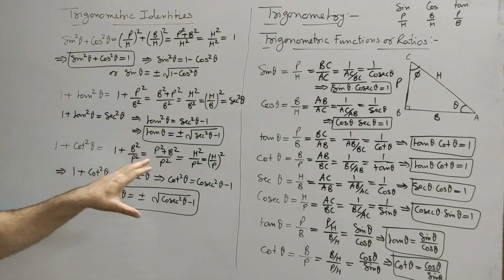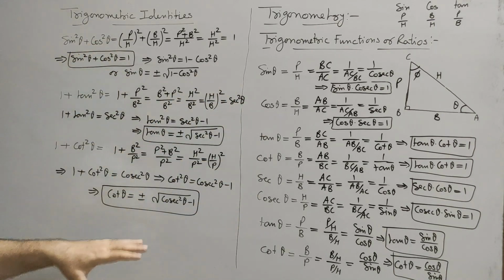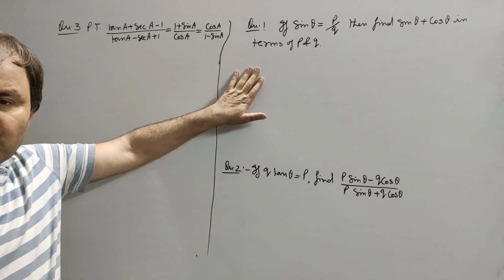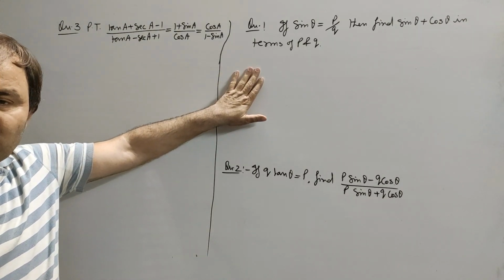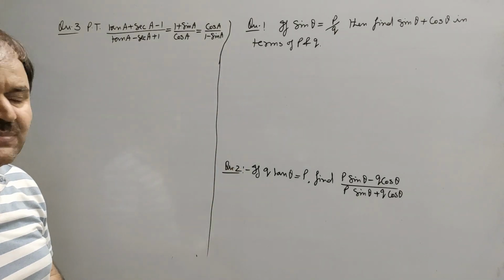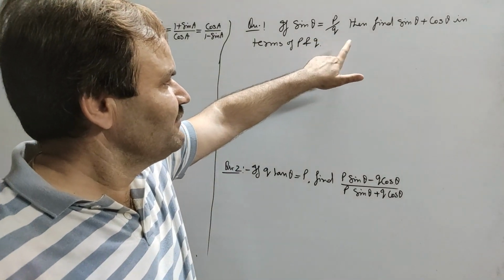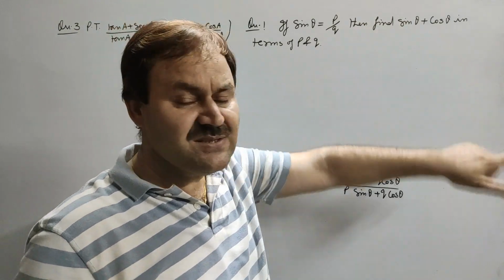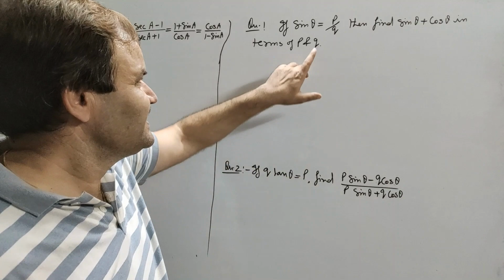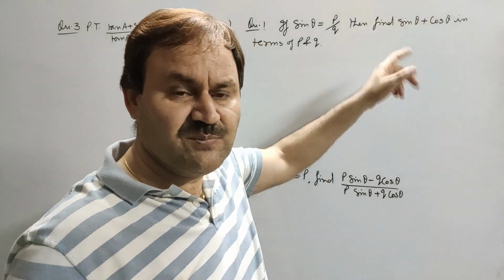Now we will solve a few questions to understand the use of trigonometric ratios and trigonometric identities. To understand their use in questions, we are taking a few examples. Say in the first example, sin theta is p by q, then we have to find sin theta plus cos theta in terms of p and q. It means sin theta is given, we have to find out cos theta in terms of p and q.